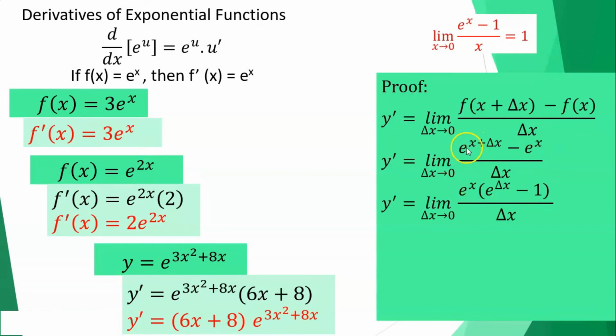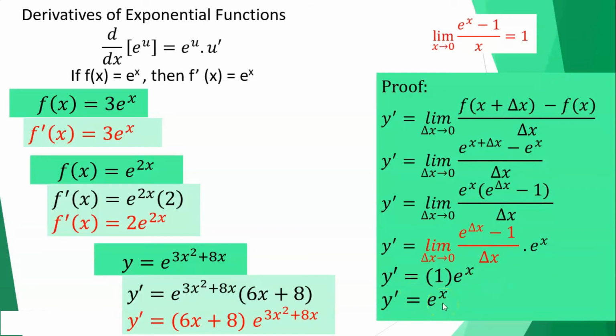At this point, e to the power of x is common, so factor it out. We're left with e to the power of delta x minus 1 over delta x. So that would be the limit of e to the power of delta x minus 1 over delta x times e to the power of x. Now, take note, the value here is 1. So y prime is 1 times e to the x, or simply e to the x. So again, that's the proof that the derivative of e to the x is e to the x.